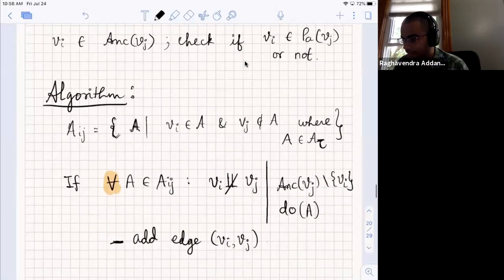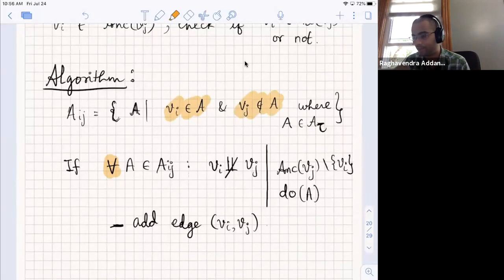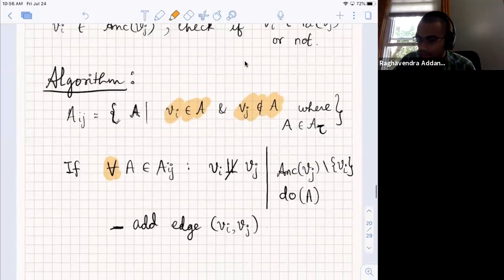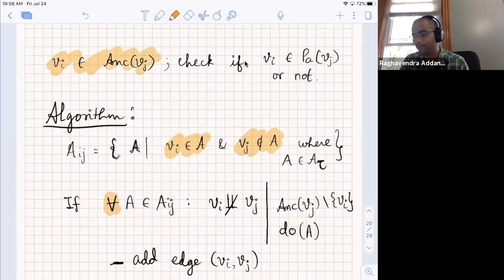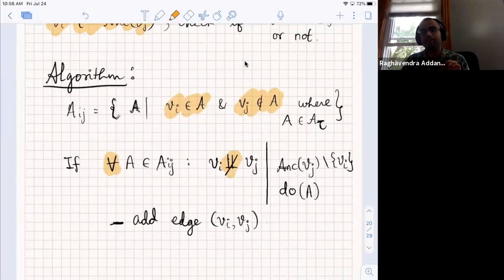Yeah, here's the algorithm, which I've stated in words before. We iterate over all sets which contain A, but not with all, for every VI which is an ancestor of VJ. We look at an intervention which contains VI but not VJ, the separating property, and then we test if it is dependent. Only if it is dependent in all the interventions does it mean it's a parent, because parents are never blocked.